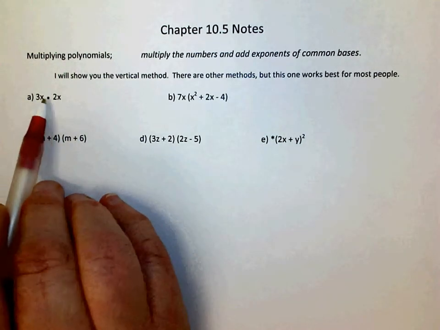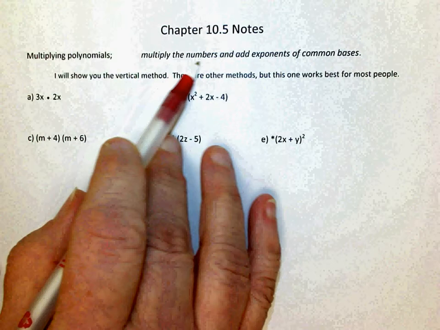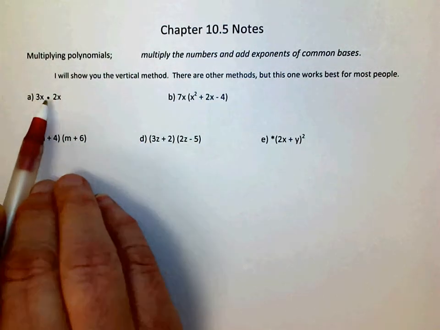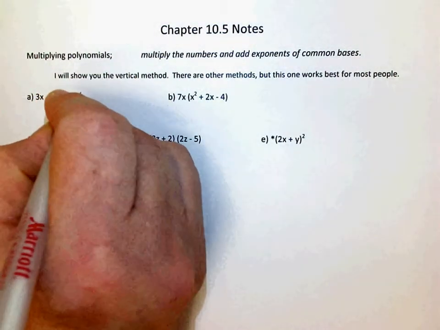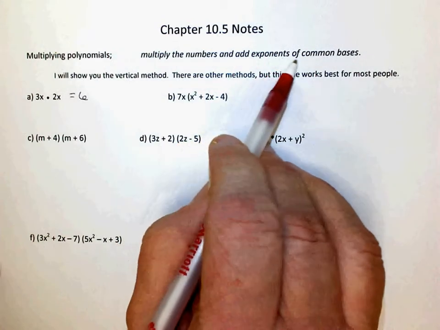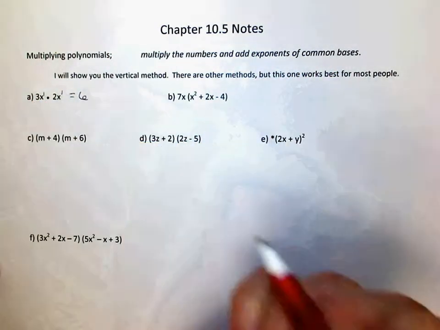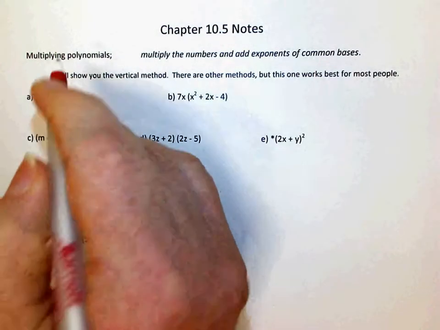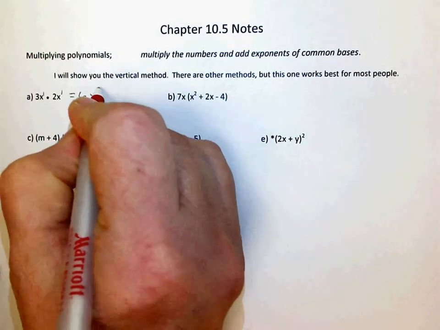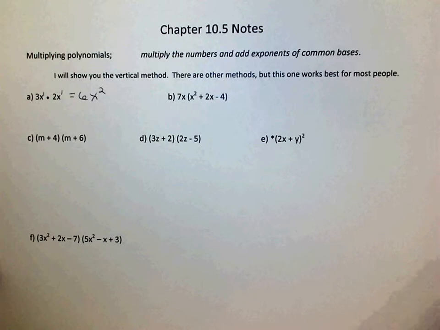Now, when multiplying, multiply the numbers. So 3 times 2 gives us 6. Add the exponents of common bases. That has an exponent of 1 and an exponent of 1. So 1 plus 1 gives us x to the 2.